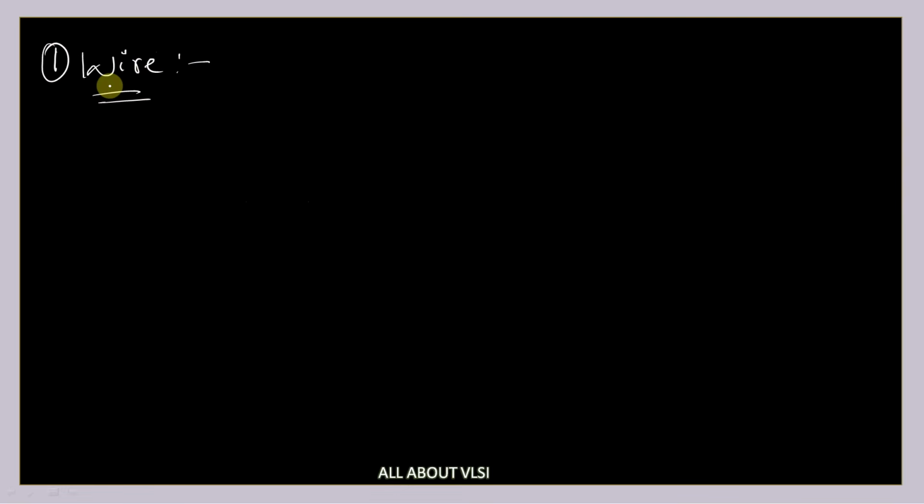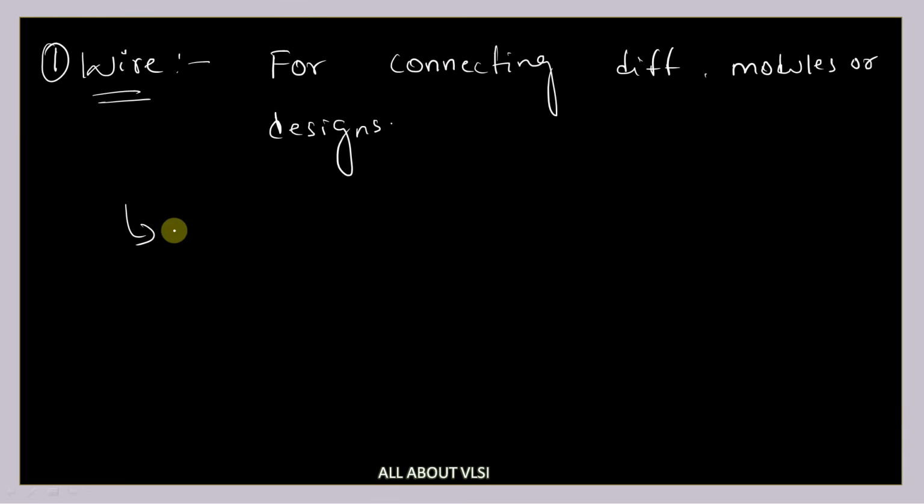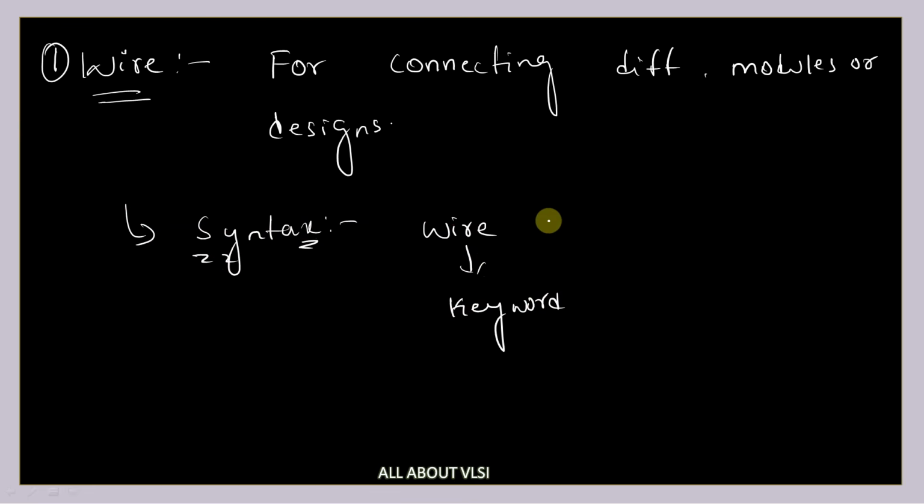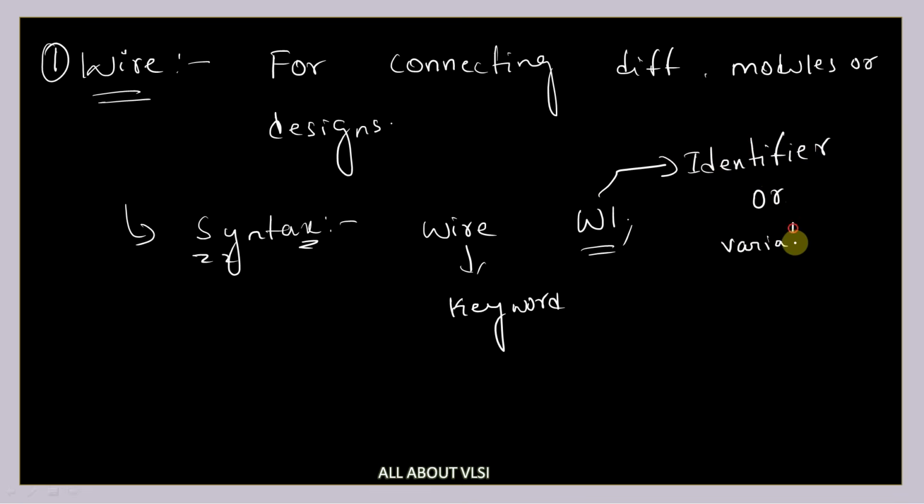Now, as the name suggests, wire is like your physical wire. This wire data type is used for connecting different modules or designs. Let's see the syntax for this wire. Wire is my keyword, followed by the variable name, or the identifier, you can say w1. This is my identifier, or you can say a variable. This is how I declare a variable with the wire data type.